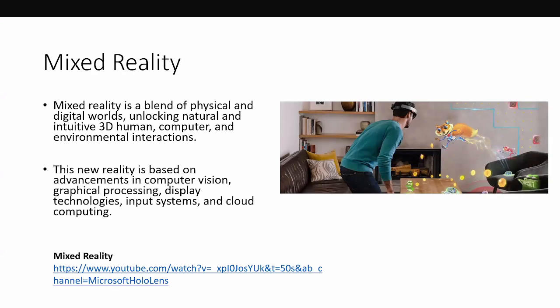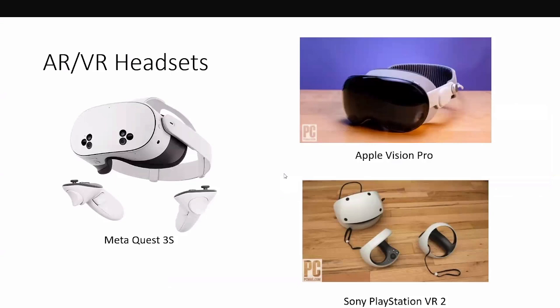And then we have the mixed reality, the mixture of both, right? Blend of physical and digital worlds. So in mixed reality, we have completely virtual environments and also AR components, right? So I have presented a link so you can watch this clip later, right?